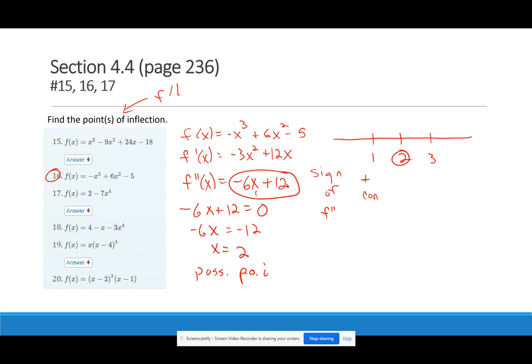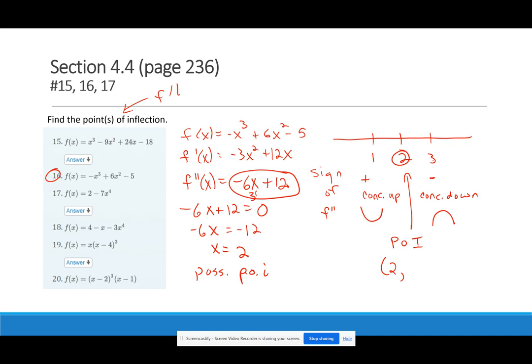So that's going to be concave up like a cup. And then if I plug in a 3 over here, I get a negative 18 plus 12, or negative 6. So I get a negative, and that's concave down like a frown. So the concavity did change. So this is a point of inflection.